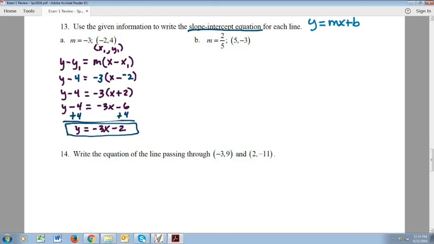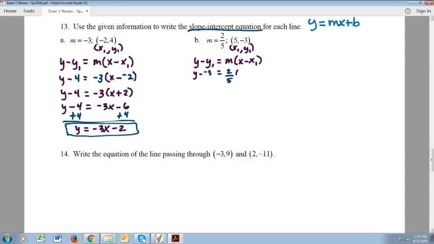Alright, so if you want, you could try doing problem B and then watch the video. It's going to be just like the other one, or very similar. Alright, so first of all, we write the point slope form. We need a point and a slope to use it, which is what we have. So let's plug in our numbers.